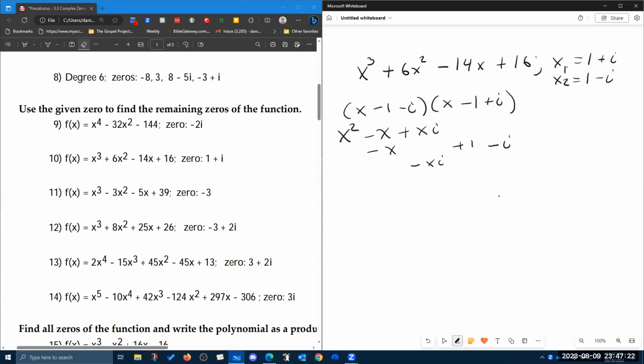Then this is a plus i. And this is a minus i squared, which is going to be the same as a plus 1. These parts with i's should zero out, and I should end up with x squared minus 2x plus 2. That goes on the outside.